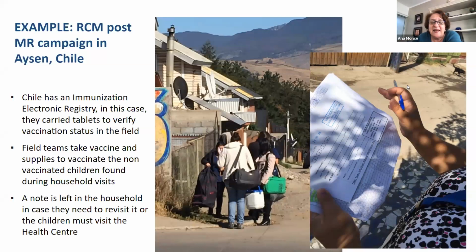In this case, they carry tablets because they have an electronic information system to verify the vaccination status in the field, in their households. But also the field teams take vaccine and supplies. In case they find any unvaccinated child, they vaccinate the child. And also they use this kind of notes to leave in the household in case they need to send a message that they need to revisit the health center.